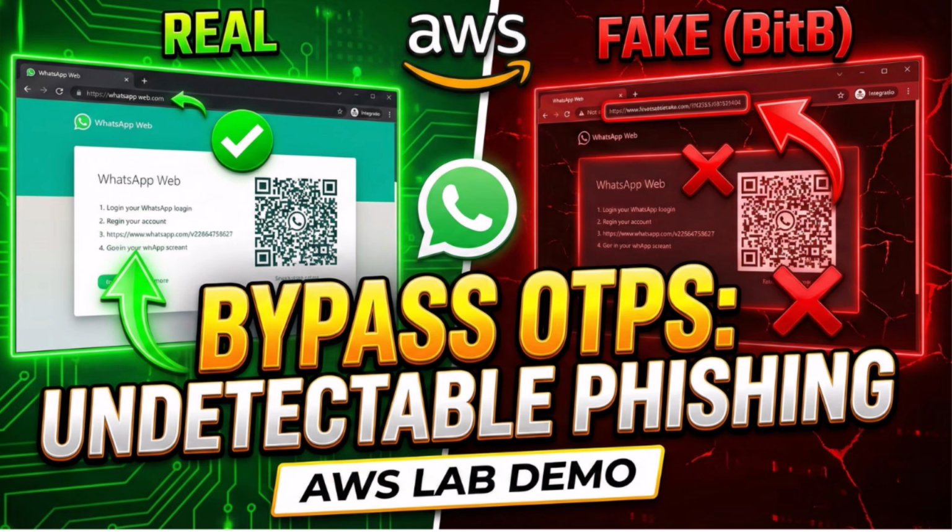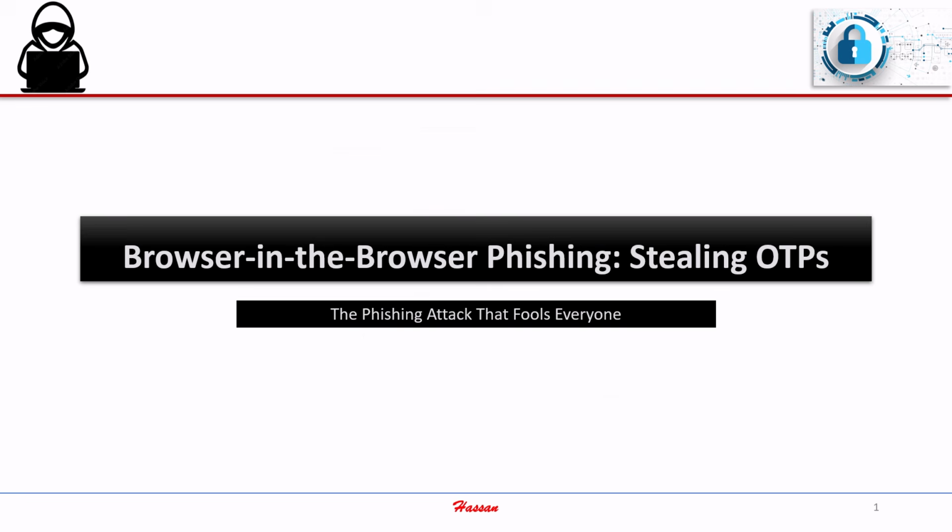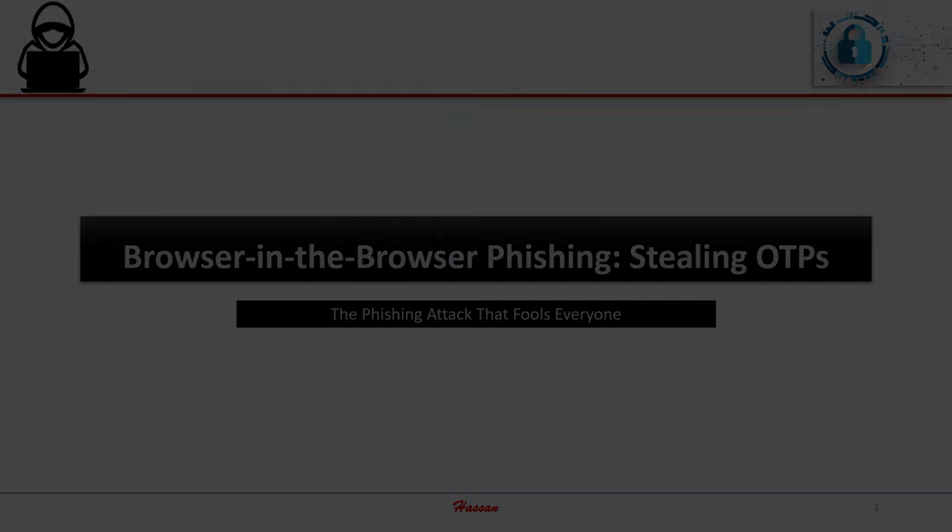Today we are breaking down a phishing technique that is so effective it bypasses the trained eye. It's called the browser in the browser attack. This attack fakes a browser pop-up to steal your login info and even bypass things like WhatsApp's OTP.